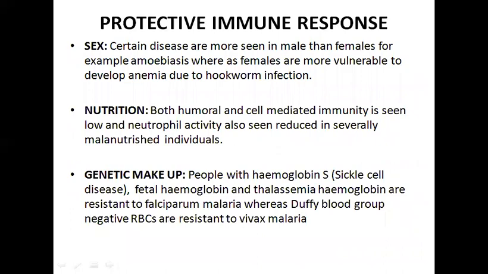Then the gender of a person. Certain diseases are seen predominantly in males than the females. Then the nutritional status of the host. Of course, if the nutritional status is poor, the person is more prone to infection. Malnourished people are more vulnerable to infections. And the genetic makeup of the host. So, for example, sometimes people with sickle cell disease are resistant to malaria.